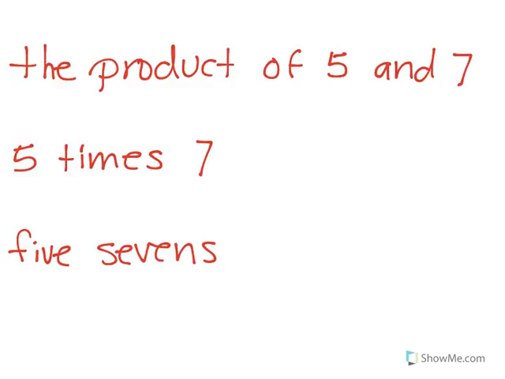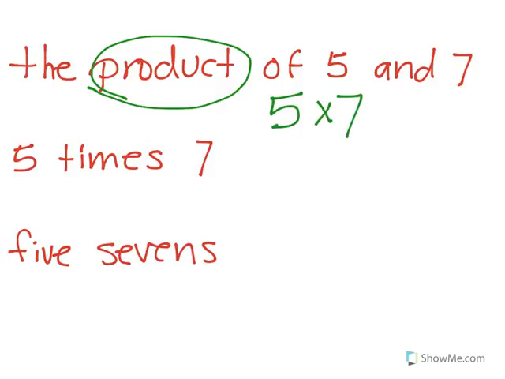Now, multiplication. For multiplication, we have the product of 5 and 7. So the keyword right here is product. When you see product, you know that you are going to multiply. So it's 5 times 7. Then we have the simple one, 5 times 7. That's a no-brainer. And we have 5 sevens.